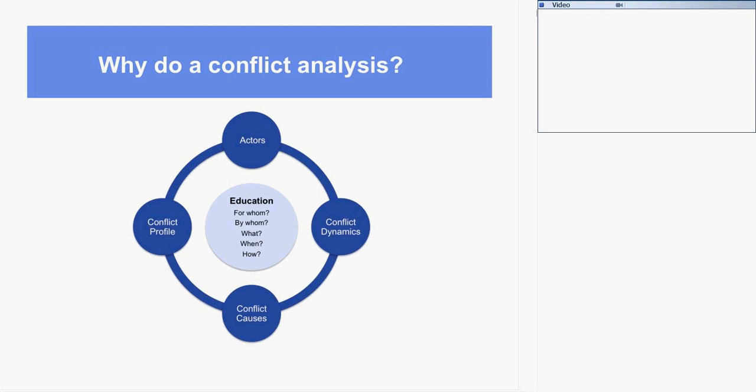Conflict analysis gives us information that we need to decide our program details, such as where we're going to work, when we're going to work, whom we're going to hire, who will deliver the project, and how and what we will be delivering. Take a minute to think about your working context. Can anyone think of a situation where the causes and dynamics of the conflict changed your program design?